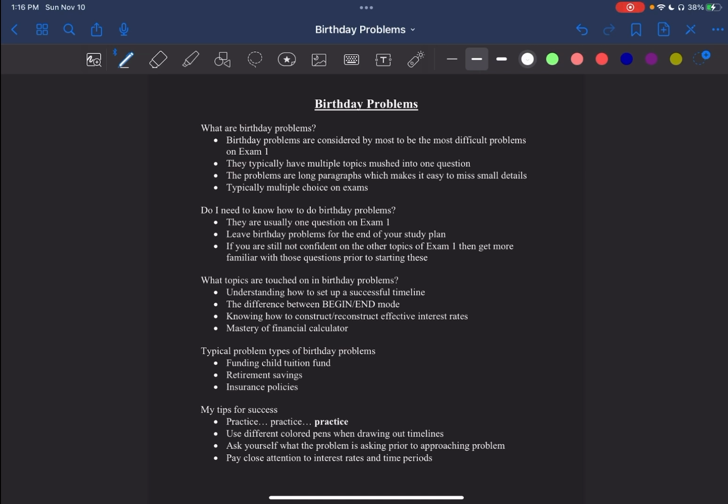And also, prior to starting the question, I would ask yourself what it's asking. It's typically at the end of the problem. Is it going to be a payment? Is it going to be a future value? Stuff like that. And just pay close attention to interest rates and time periods. Is it telling you of payments every 6 months? Is it every year? Quarterly? Stuff like that often trips students up.